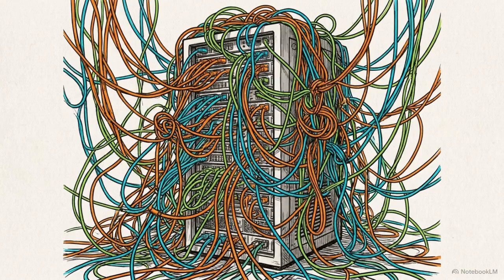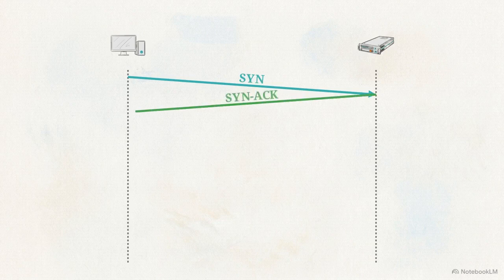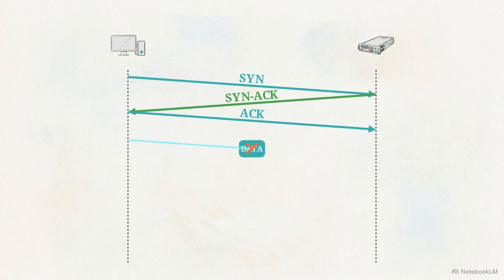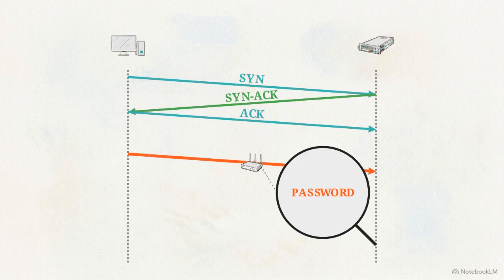To engineer reliability over a chaotic physical network, the system relies on the Transmission Control Protocol, or TCP. This waterfall diagram maps the three-way TCP handshake. The client sends a SYN packet, the server replies with SYN-ACK, and the client confirms with ACK. If a packet drops, TCP notices the missing sequence number and mandates an immediate retransmission. TCP guarantees delivery, but it transmits everything in plain text. Any intermediary router along the path can intercept and read the data.